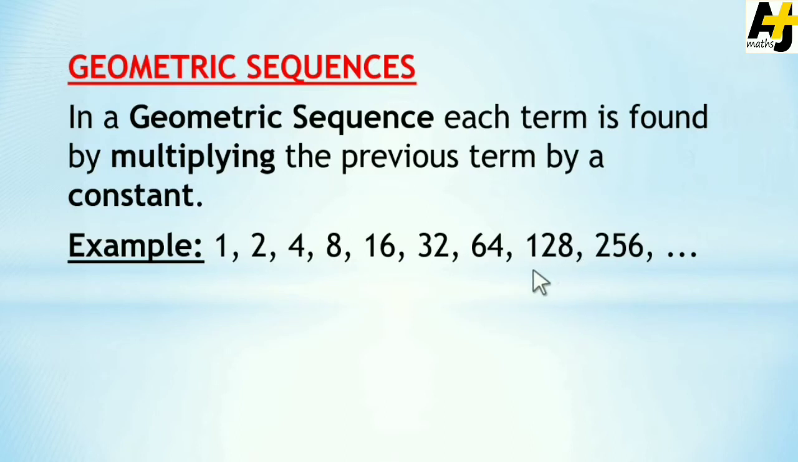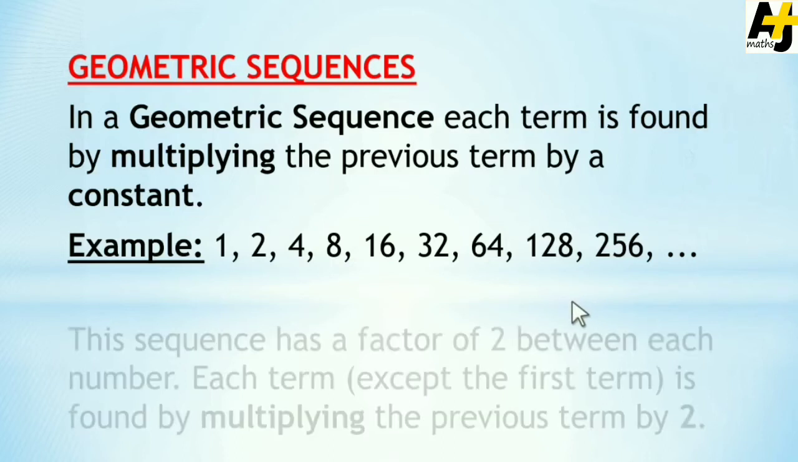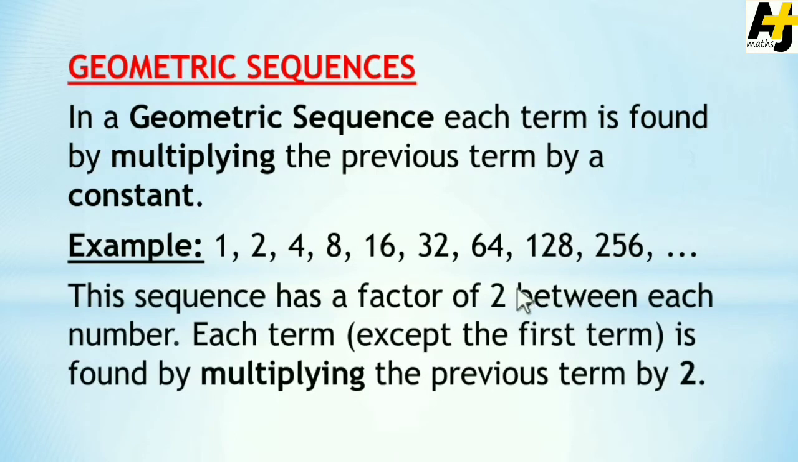Now what is 2? Here 2 is a fixed constant number. So it is the definition of geometric sequence that when a term is multiplied by a constant number, the sequence so obtained is called a geometric sequence. This sequence has a factor of 2 between each number. Each term except the first term is found by multiplying the previous term by 2. So it is a geometric sequence.